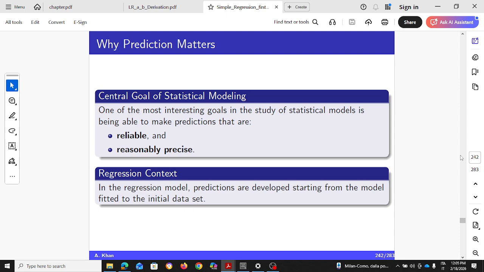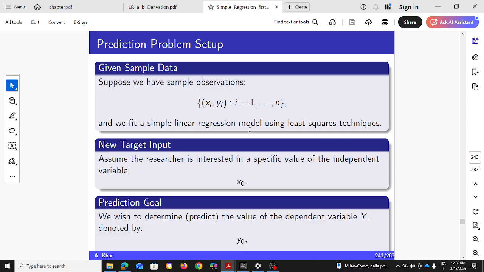So we need to make predictions, and those predictions should be reliable and reasonably precise. Okay. So let's start from the beginning. We summarize everything of both lectures and we touch the final prediction.